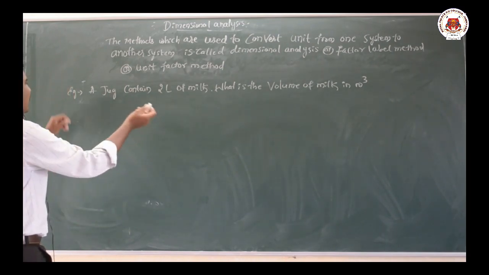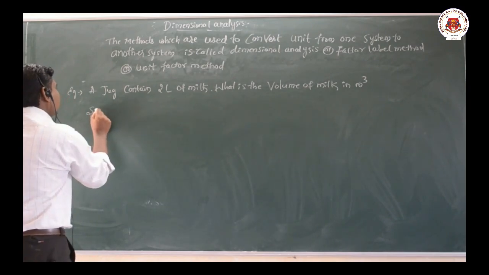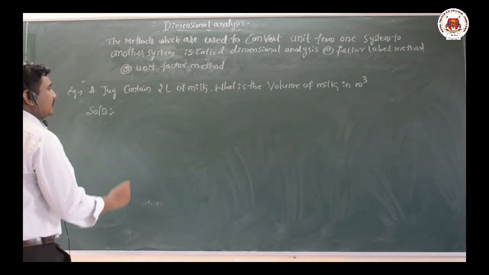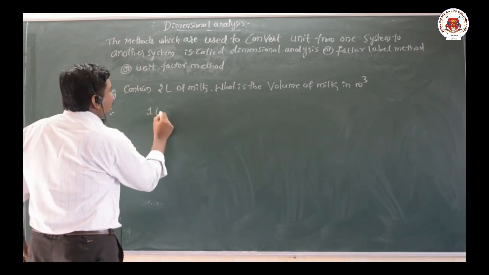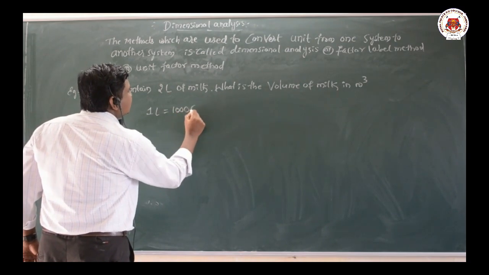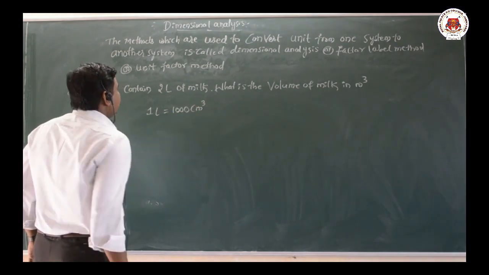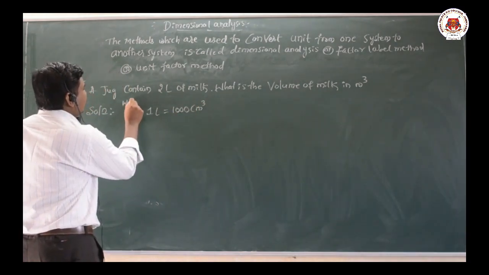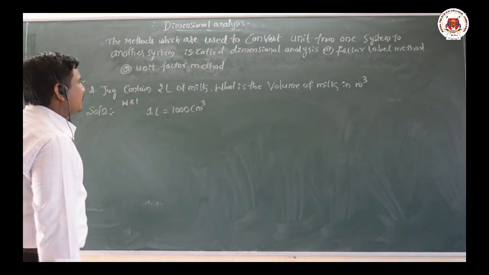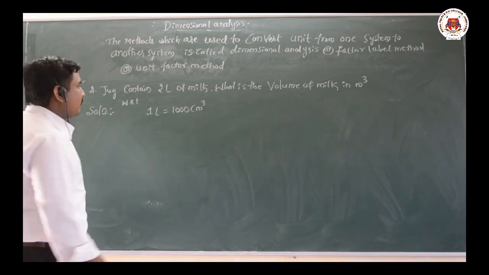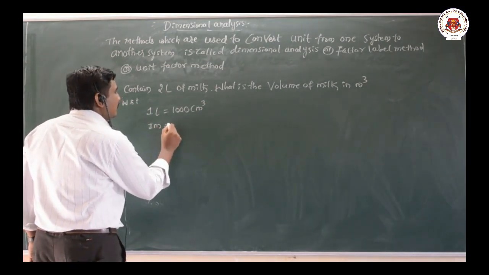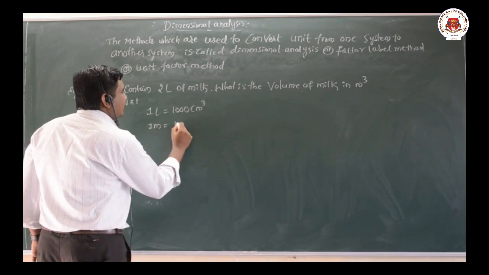Now here I will write the solution. Okay, so now we know that 1 liter of milk, that is 1 liter equals 1000 cm cube. So we know that 1 liter is equal to 1000 cm cube. Now and also 1 meter value, we know that 1 meter equals 100 centimeter.